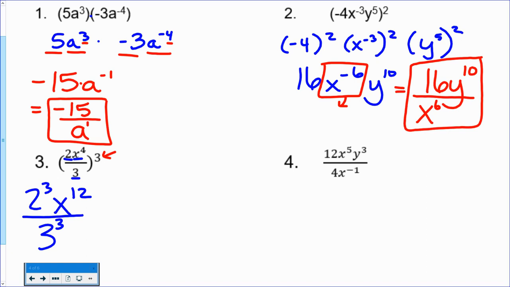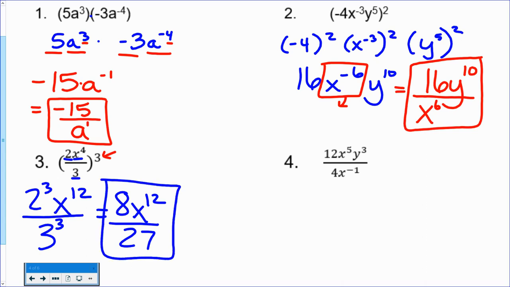Okay, 2 to the third would give me 8. X to the 12th will still be x to the 12th. 3 to the third is 27. I can't simplify 8 over 27. That will be my final answer.